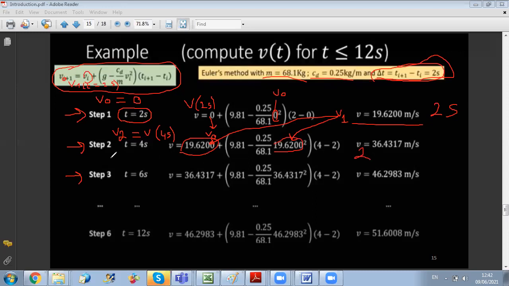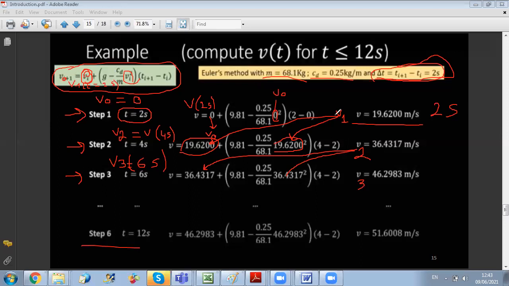So now in step 3, v3 will be v at 4 plus delta t, which is 6 seconds. So now to get v3, I just have to replace v2. v2 will be equal to v_i in this equation. So I will place it here and here, and everything else will remain fixed. So I can get v at step 3, and I can repeat this procedure until closing my interval.